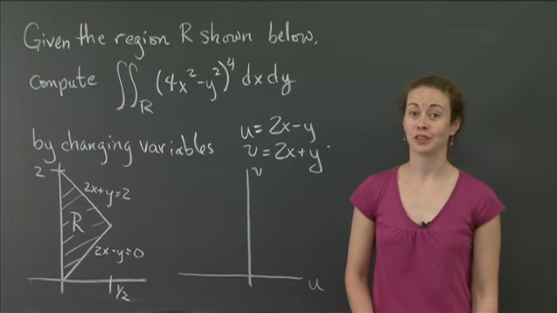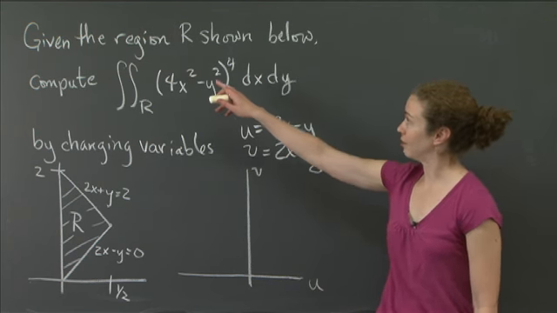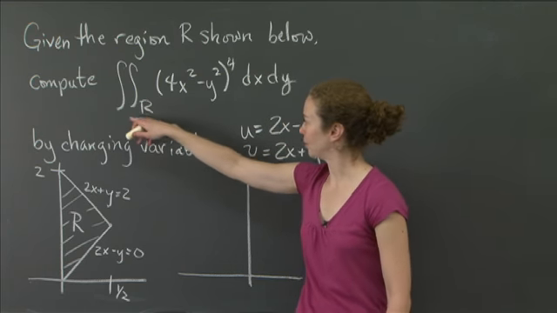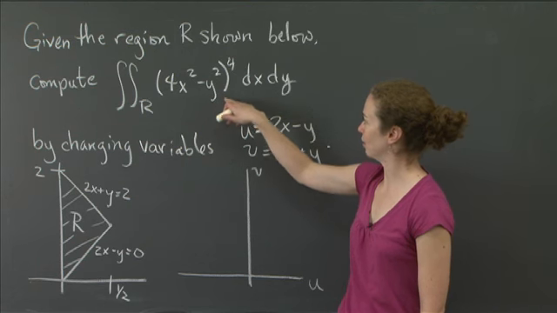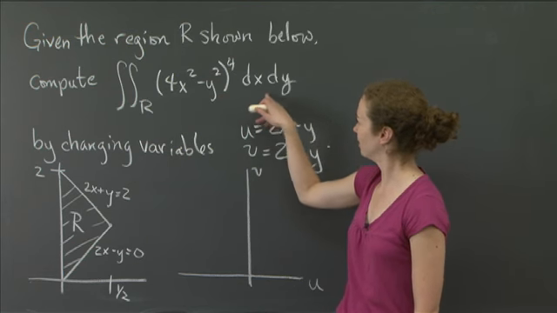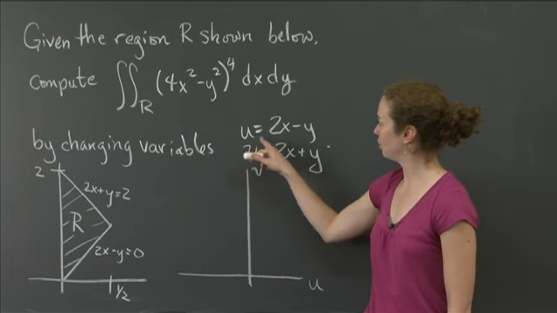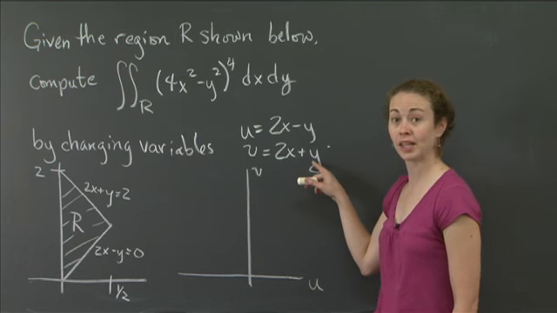Welcome back to recitation. In this video, I'd like us to work on the following problem. Given the region R shown below, which I'll mention more of in a moment, compute the double integral over R of the quantity 4x squared minus y squared, to the fourth, dx dy. And I want you to do it by changing variables to u is equal to 2x minus y and v is equal to 2x plus y.